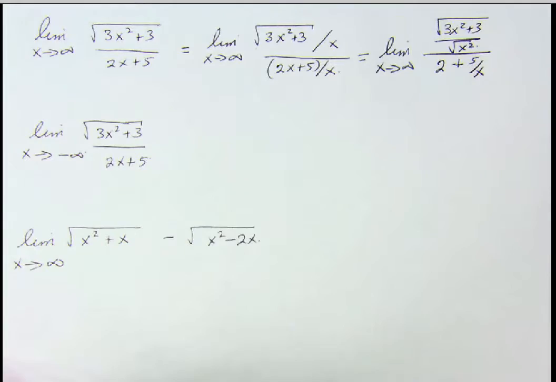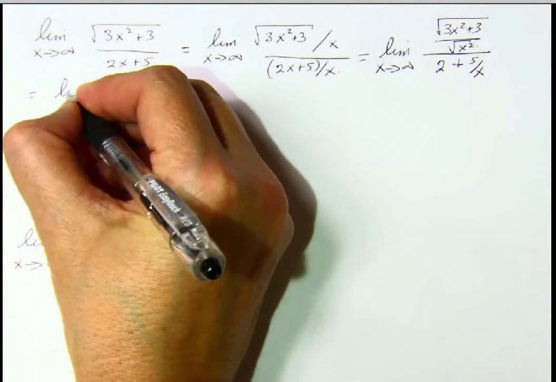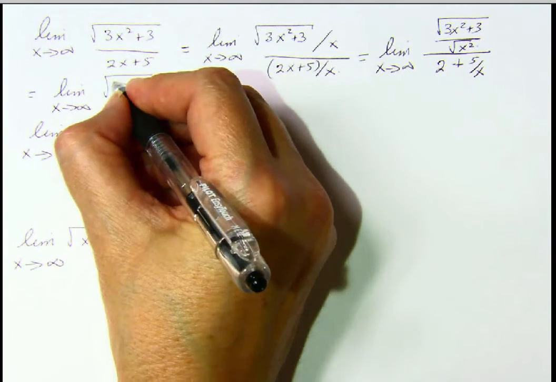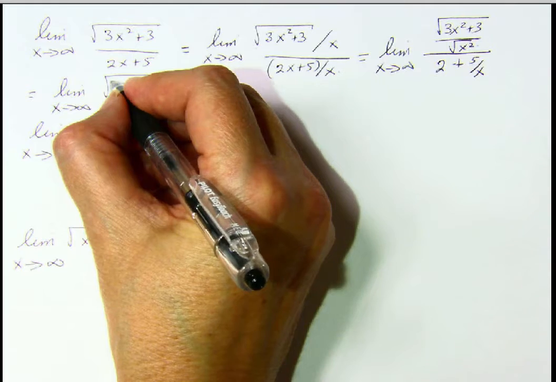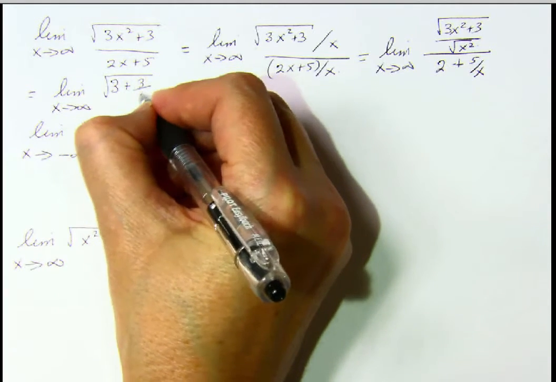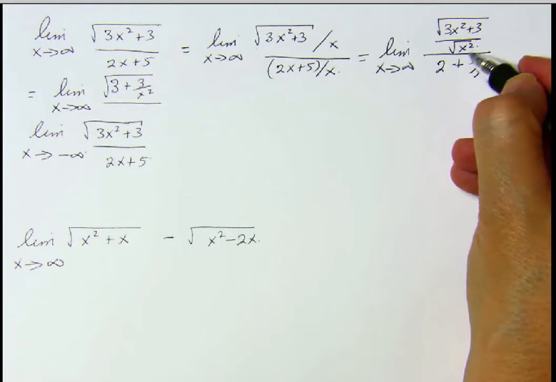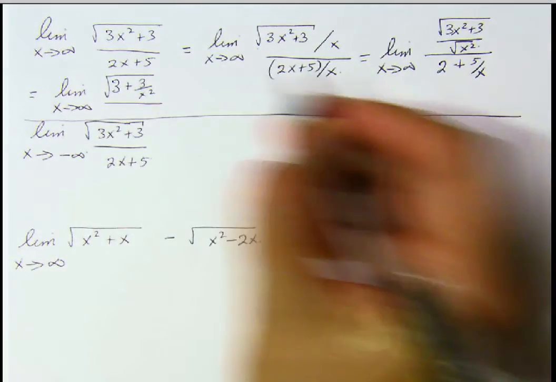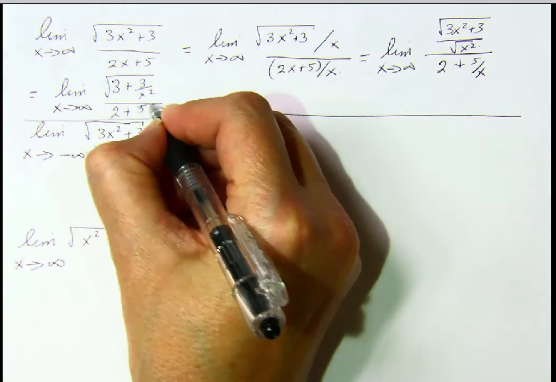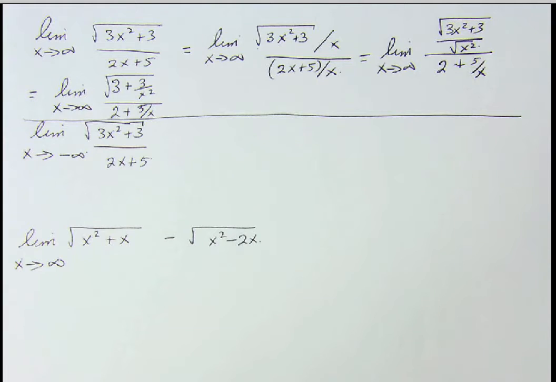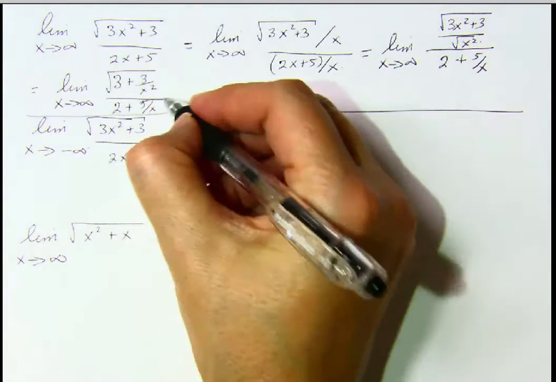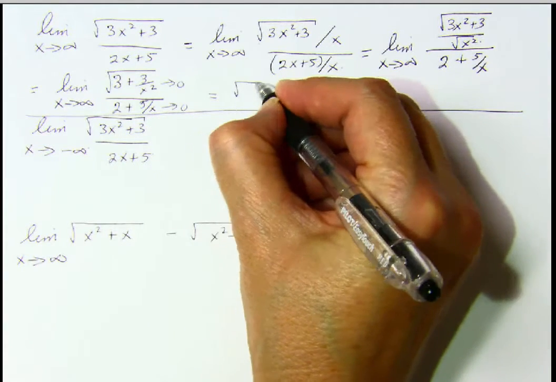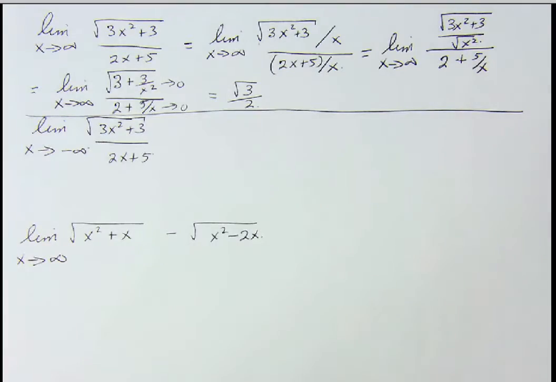The numerator becomes the square root of 3x squared plus 3 over the square root of x squared. And now I can amalgamate this into one square root sign. So this is the limit as x approaches infinity of the square root of 3x squared over x squared, so that's just 3, plus 3 over x squared. So it's bringing that square root of x squared under the square root sign. And the denominator is as before, it's 2 plus 5 over x. Now as x approaches infinity, this goes to 0, this goes to 0, and this limit is equal to the square root of 3 over 2.